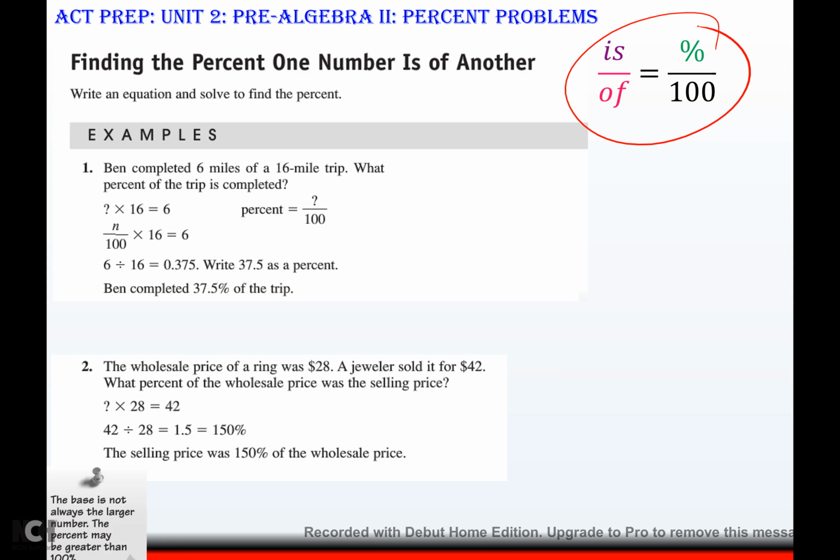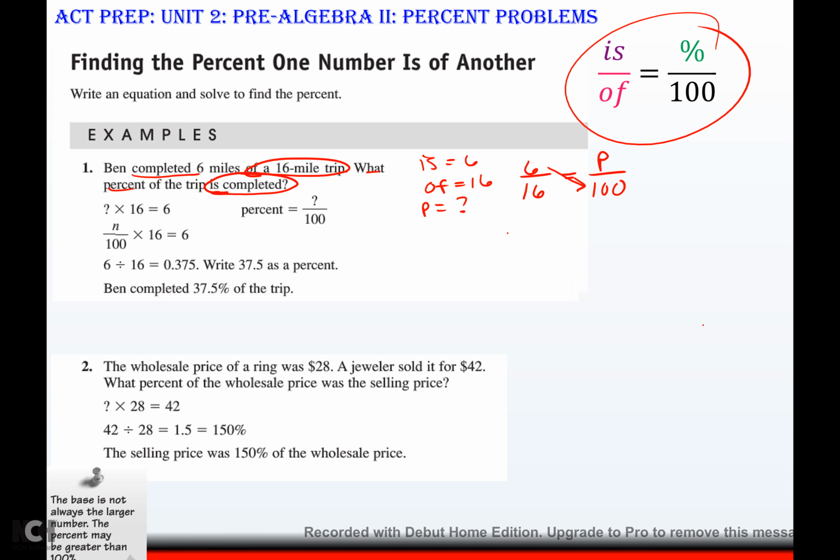Okay, so it says Ben completed 6 miles of a 16-mile trip. What percent of the trip is completed? So the is word is the completed. So is equals 6, of the 16-mile trip. So of equals 16, and what percent? P is your question mark. You can do it the way they're showing you, but I kind of like my is over of equals P over 100. You're just going to do 6 over 16 equals P over 100.